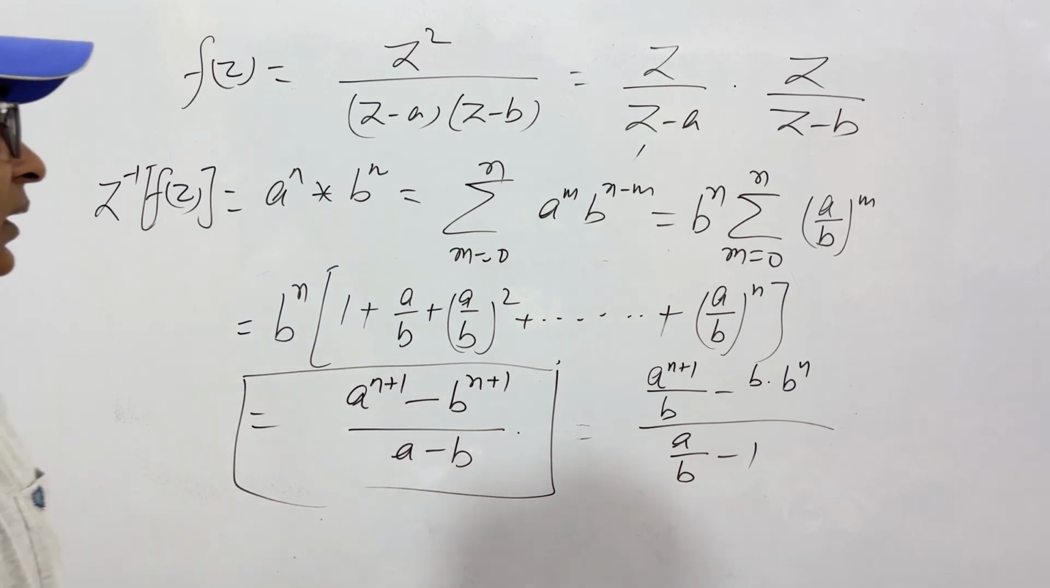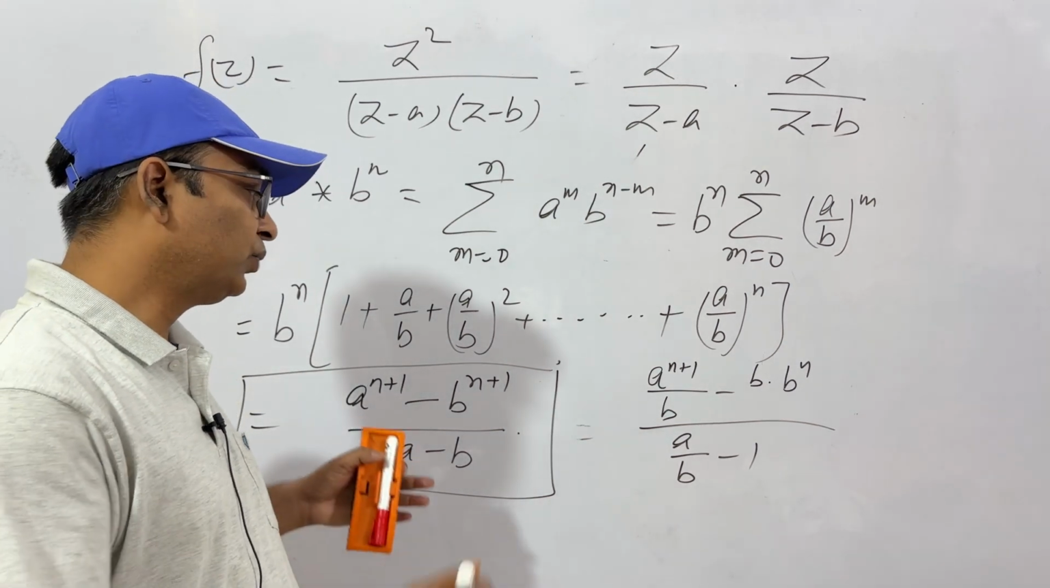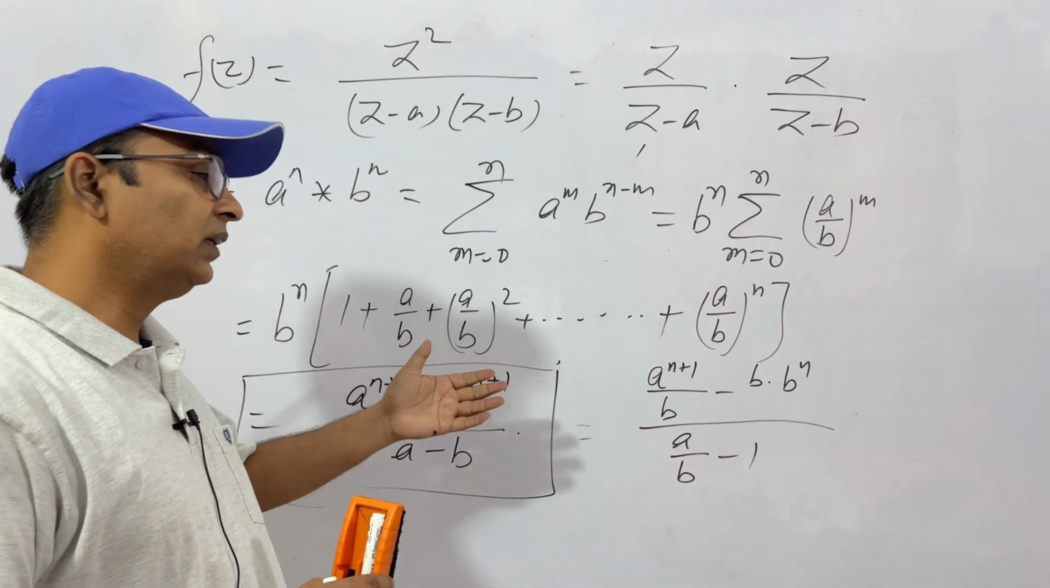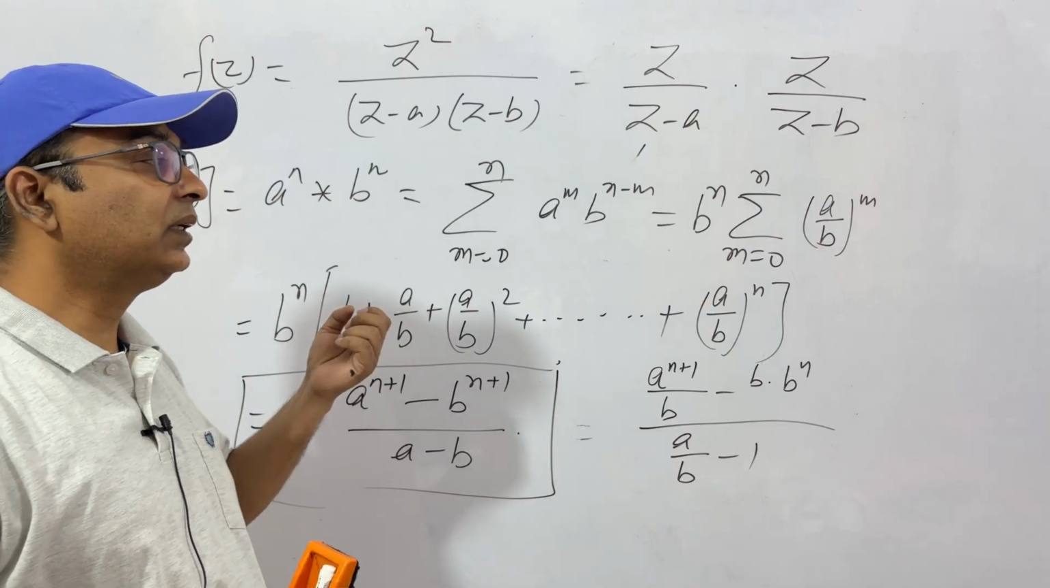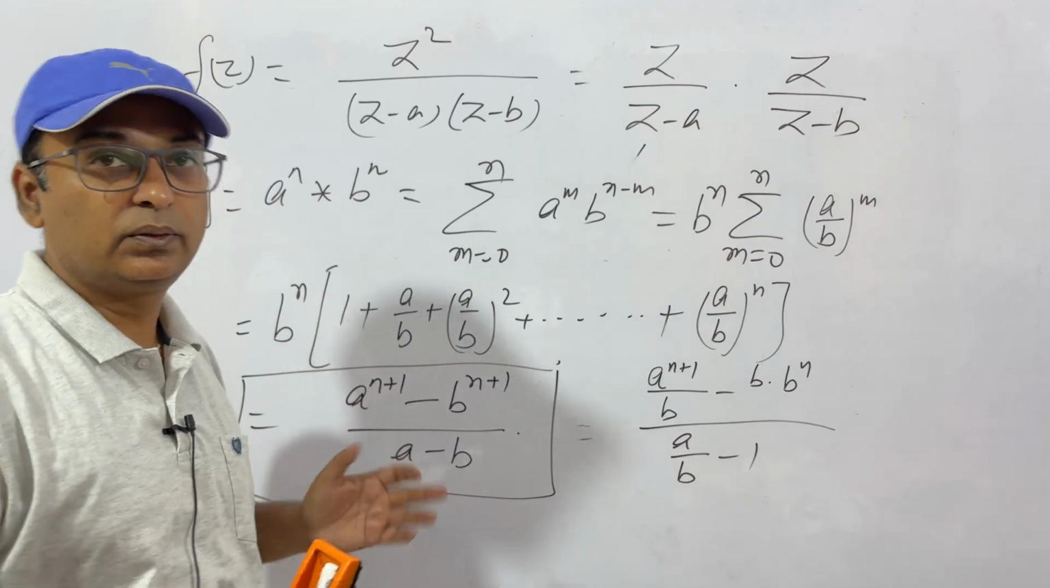So you see, you can use the convolution theorem to find the inverse when you know the individual sequences for two different functions.